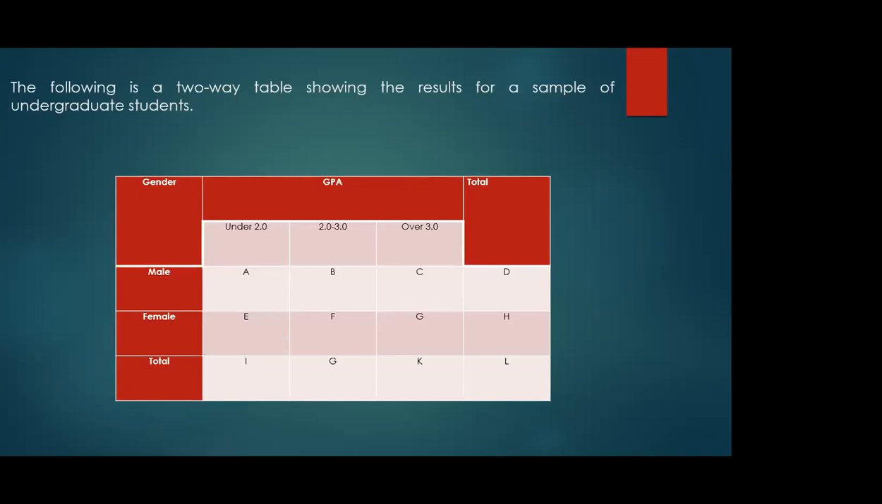you have, so the conditional would be: what is the probability that you have a 2.0 to 3.0 GPA given that you are female? So that's what the question is asking us. What's the probability that you have a GPA of 2.0 to 3.0 given that you're female?